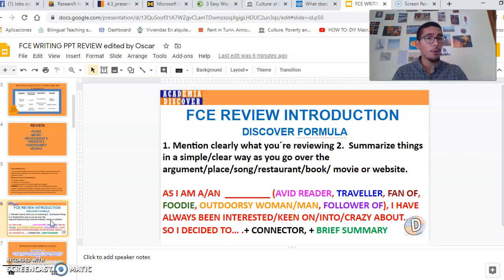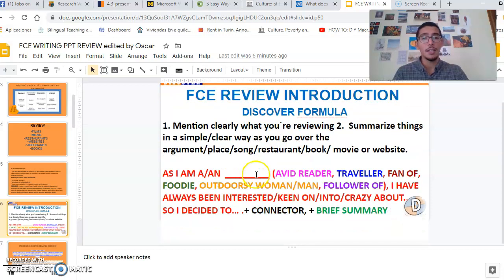So here's your formula. You have to mention clearly what you're reviewing. Okay, summarize things in a simple, clear way as you go over the argument, play, song, restaurant, book, movie, or website. And then I put here as I am because that should be your structure. If you organize your ideas and you try to follow these steps each time that you do a writing, then you will get the hang of this and you will remember this more and more when you do writings in the future.